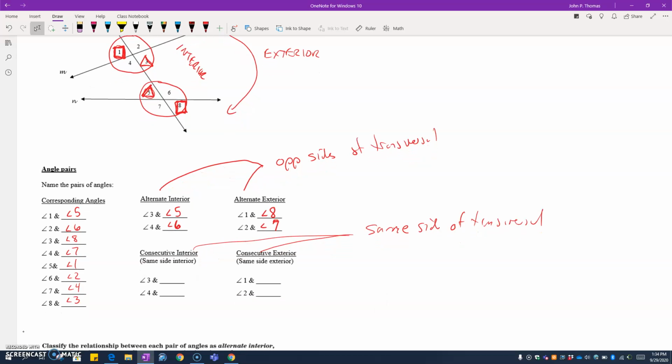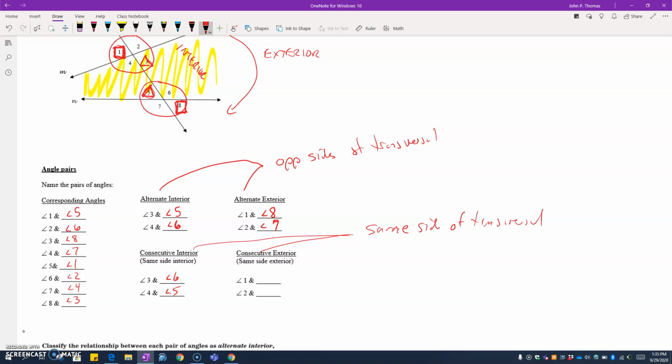Now, consecutive on the interior, again, we're between the two lines. So if I highlight that, here we're in the yellow on the inside, and it's consecutive, so we're on the same side. So angle 3, the same side as angle 6, and angle 4, the same side as angle 5.